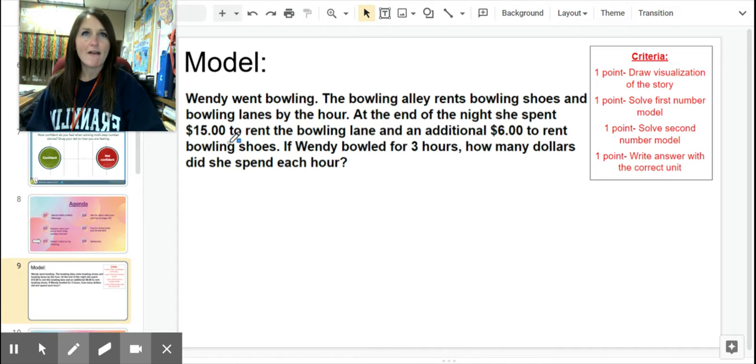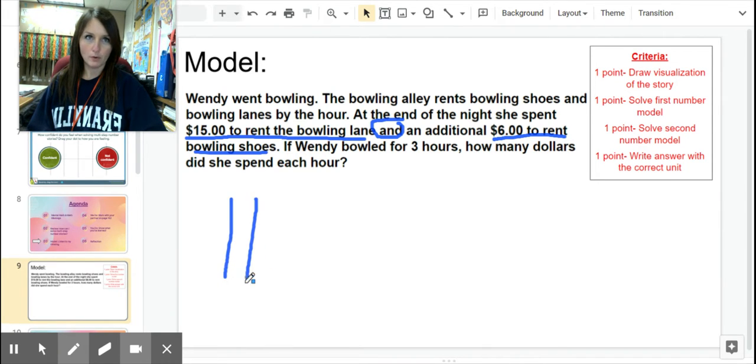At the end of the night, she spent $15 to rent the bowling lane, an additional $6 to rent the bowling shoes. Okay, so here we go. She spent $15 for the lane and $6 for the shoes. This is something I can draw now. So here's the lane for bowling, and I'm going to have the bowling pins over here. And then this is Wendy standing here, ready to bowl with her big bowling ball. So here's Wendy.